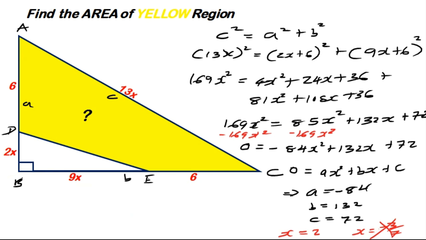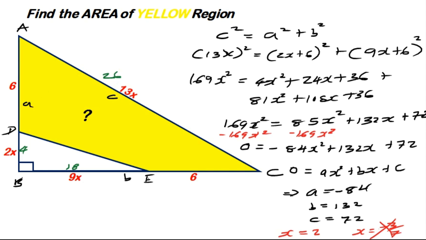Now, having found the value of x, it means 9 times 2 is going to be 18. Then 2 times x, which is 2, is going to be 4. So how do we find the yellow area? Remember, 13 times x, of course, is going to be 26. So if you use Pythagoras theorem, here is 6 plus 4, which is 10. Here is 18 plus 6 is 24. So 10 squared plus 24 squared will give you 26 squared.